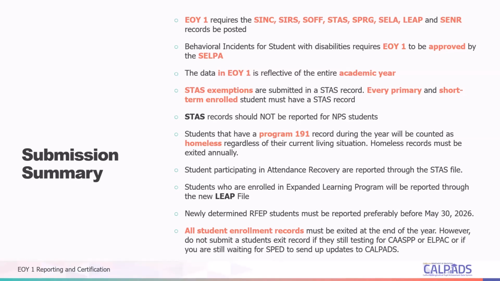All student enrollment records must be exited at the end of the year. However, do not submit a student exit record if they are still testing for CAS, LPAC, or you're still waiting for special education to send updates to CALPADS. Remember, your special education graduates must have their students with disability status extend one day past graduation. So exit the student first, and the day after, update the status.